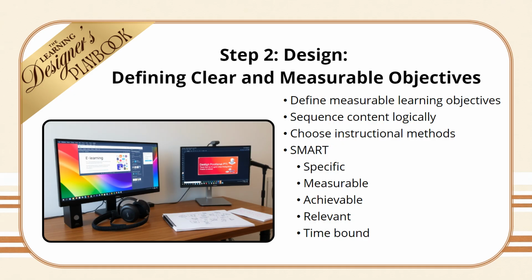Writing objectives can feel tricky at first, but using frameworks like SMART, specific, measurable, achievable, relevant, and time-bound, makes the process easier. For example, "by the end of this training, learners will complete the intake form accurately and within 5 minutes." That statement is clear, measurable, and directly linked to performance. Objectives also set you up for evaluation later, because if you can't measure the outcome, you won't know whether training worked. In short, objectives are your roadmap. Without them, you're wandering without a destination. With them, you have a clear path to success.